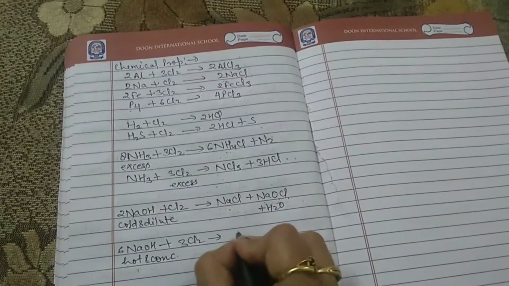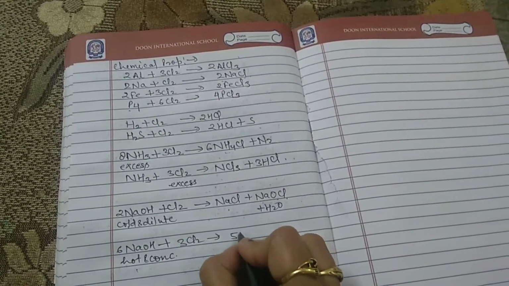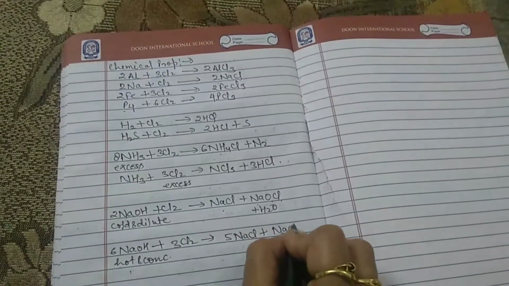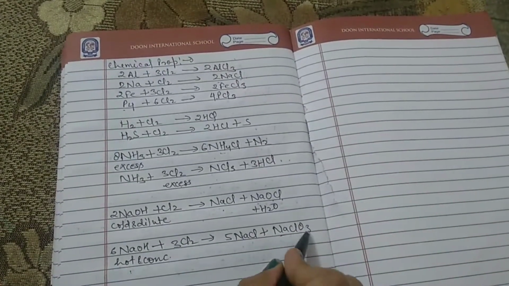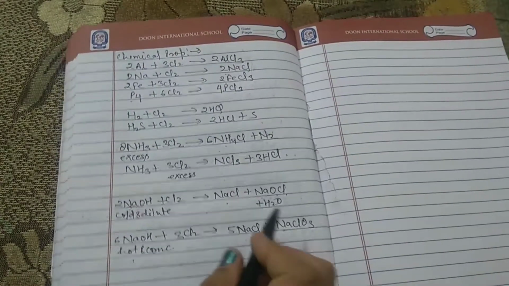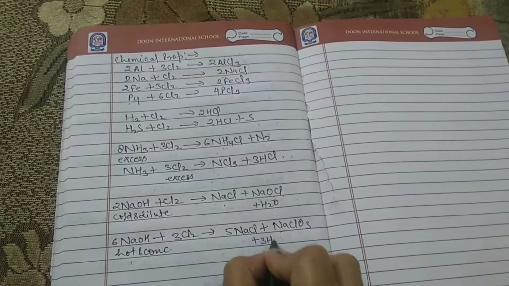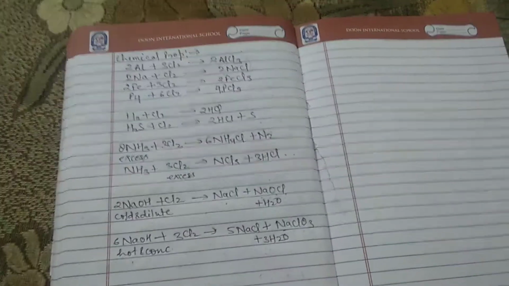3Cl2, we get the mixture of chloride, that is NaCl, plus chlorate, that is NaClO3. This is the sodium chlorate. NaClO3 is the sodium chlorate with 3 molecules of water.